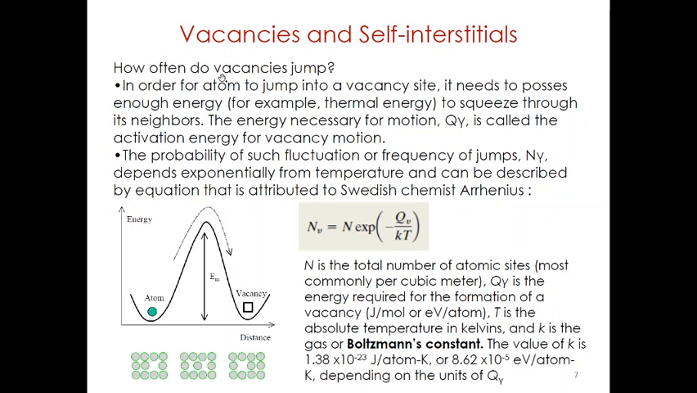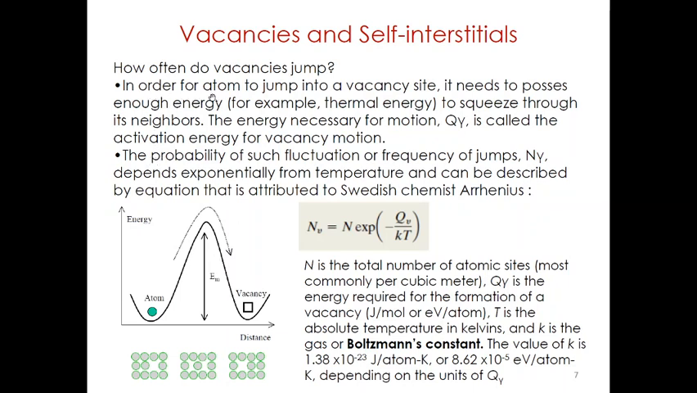So how often do vacancies jump? You can see here the atom is present here, and in order to fill this vacancy, the atom has to jump from this position to this particular vacant position. So it requires some energy to move from this position to this position. This energy we call an activation energy, called Qv or Em. As you can see here, it's a vacant site. In order to fill this vacant site, the atom has to move from one position to the vacant site. So it's an activation energy.